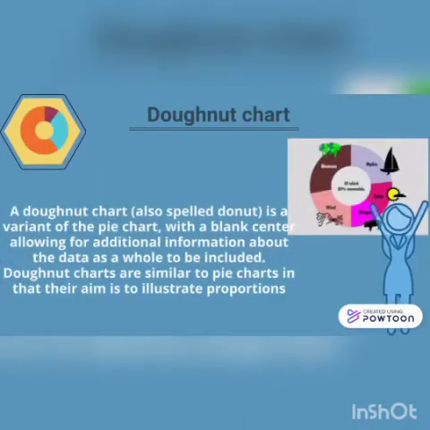Okay, the next is donut chart. A donut chart, also spelled doughnut, is a variant of the pie chart with a blank center, allowing for additional information about the data as a whole to be included. Donut charts are similar to pie charts in that their aim is to illustrate proportion. Wow, you can see that example of a donut chart. Yes, with a blank center, of course.